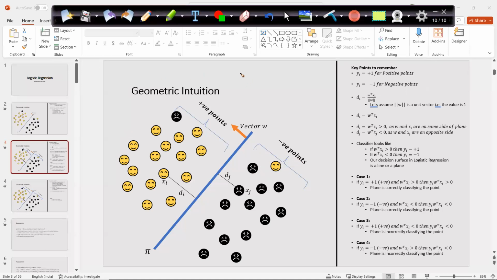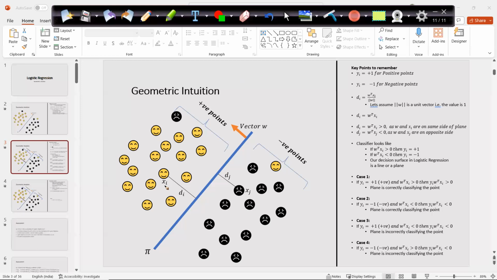Now, what I will do is calculate yi, which we already know: it's +1 for positive points and -1 for negative points, multiplied by W transpose Xi, where W transpose Xi is nothing but this distance. As I mentioned, there is some linear algebra concept which you will derive. You will get this formula where I am assuming that W is the unit vector. So Di will be W transpose Xi. That is this distance, which is positive for the points on this side and negative for points on this side.